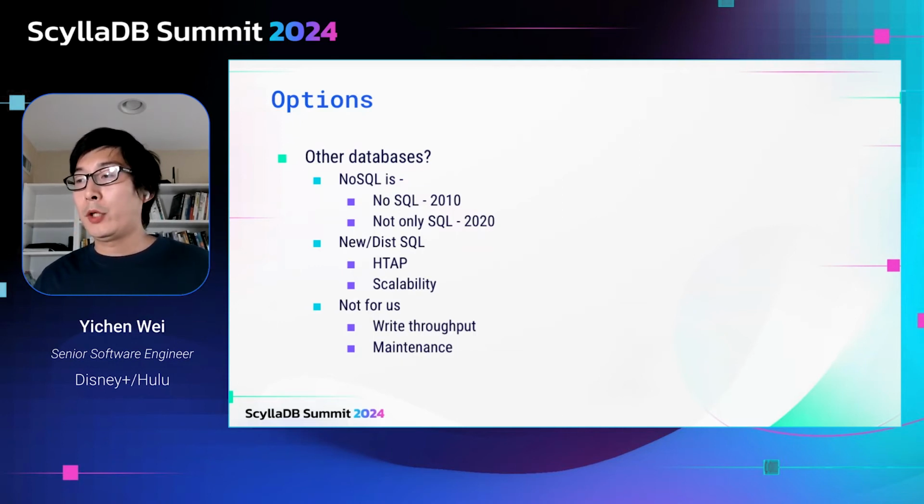We did find some really interesting databases in the NewSQL and distributed SQL domain, like Cockroach, TiDB, and YugabyteDB, which have good multi-region scalability. Though, sadly, the maintenance work makes it hard for us. Next, please.